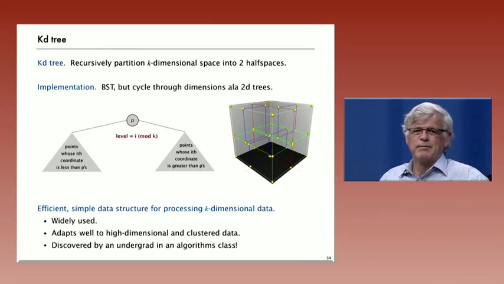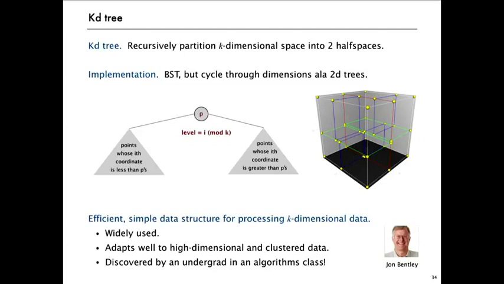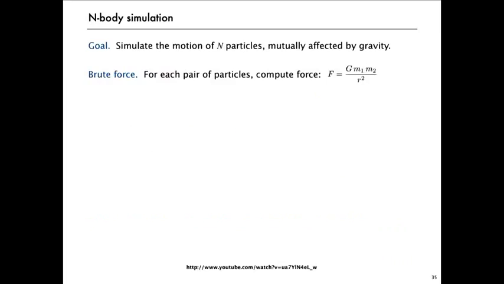And also one point to make for this class is that this algorithm was discovered by an undergraduate in an algorithms class. So that's John Bentley, who discovered this while an undergraduate at Stanford. So it's a simple idea but expert scientists were struggling with dealing with huge amounts of geometric data, and Bentley found this way to process it efficiently that's been widely used ever since.